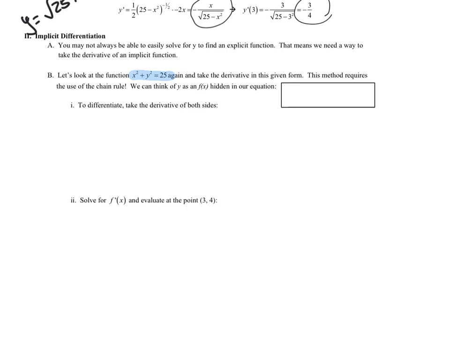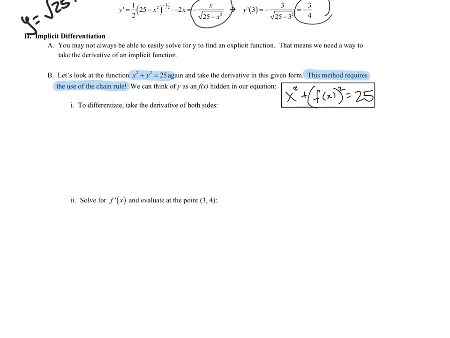Now take a look at what this says. This method requires the use of the chain rule, okay? We can think of y as an f of x hidden in our equation. You must really follow along with me here at this point, okay, to keep up. Okay, and so what that means is instead of writing x squared plus y squared equals 25, I'm going to write x squared plus f of x, that's being squared, equals 25.